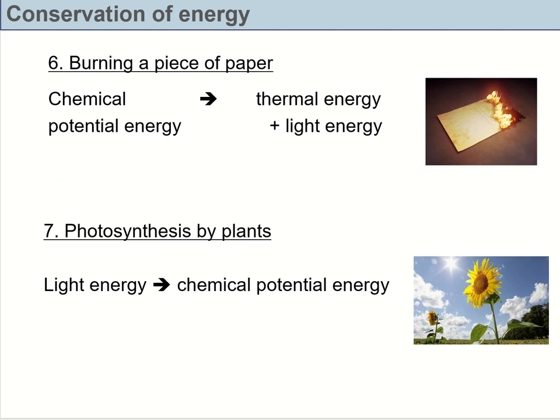Burning a piece of paper, again, paper is something that can burn, so that's a fuel. So chemical potential to thermal energy plus heat. This is the process of combustion. It will be the same energy conversion if we are talking about burning of petrol or burning of a piece of wood.